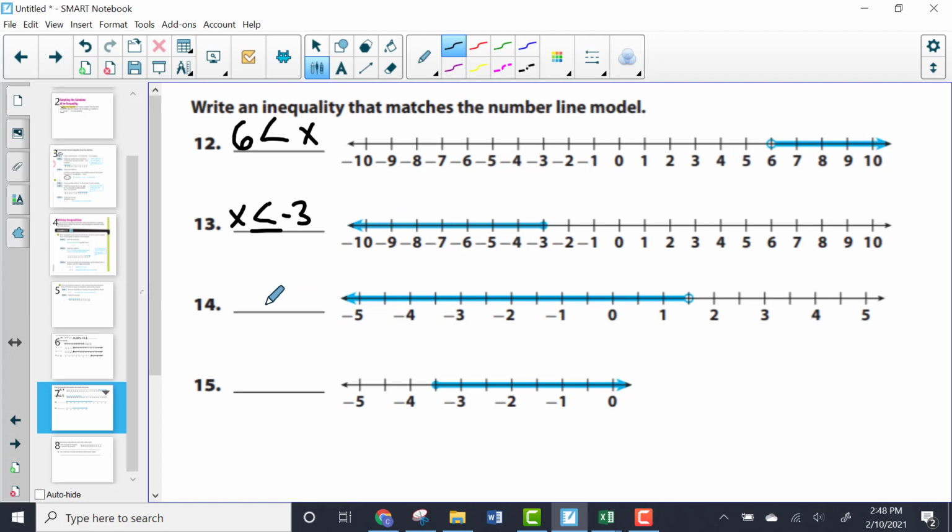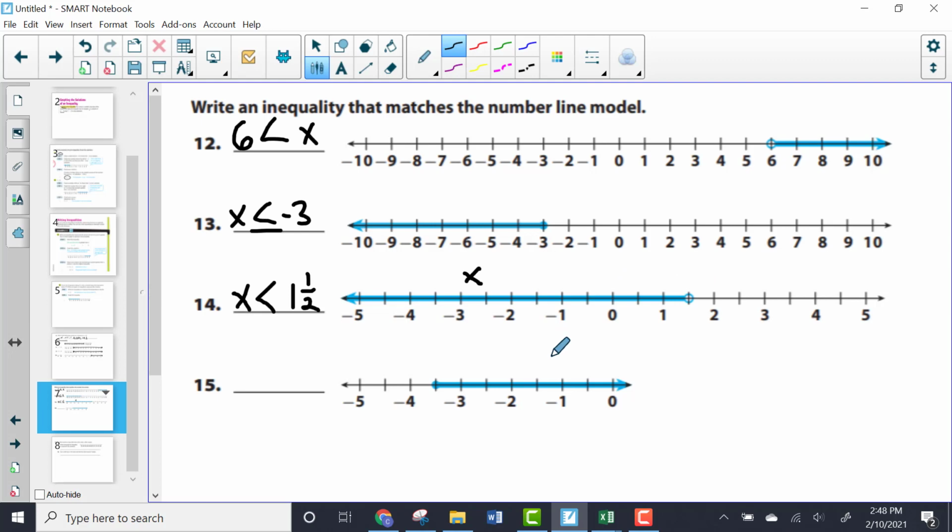Let's take a look at another one, number 14. So we're going to write x, and we're also going to write 1.5. And then our question is, is it going to be greater than, less than, greater than or equal to, less than or equal to? Now we know this circle is not shaded in, so that means it's either going to be greater than or less than. It's shaded to the left of this number. Everything is pointing towards the left. So because it's pointing towards the left, we know that x is less than 1.5. That's what this represents.